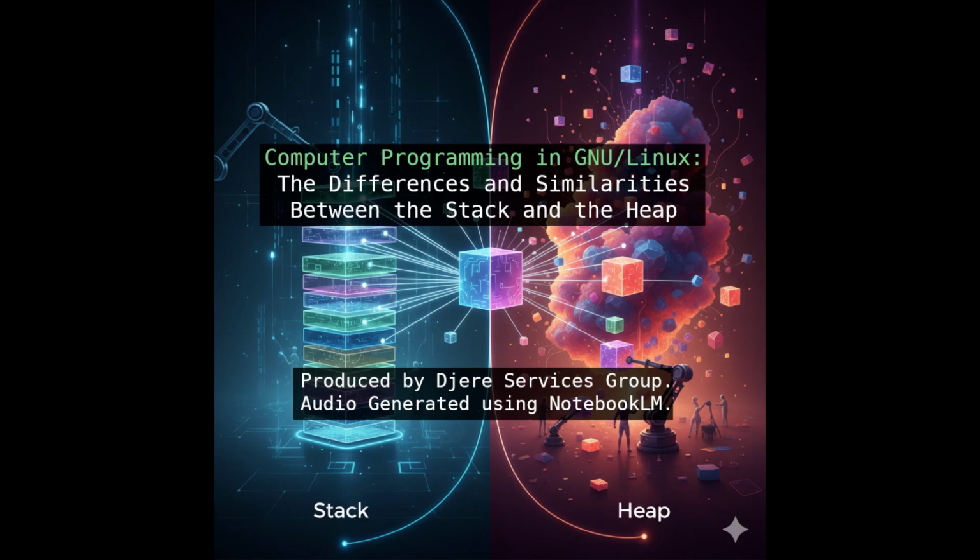Right. When data needs to live longer than a single function call, or when its size isn't known until runtime, then you reach for the heap's flexibility and large capacity. So the fast engine, the stack, needs a way to talk to the giant storage unit, the heap. What's the bridge? How do they coordinate? The bridge is the pointer. The memory address. Exactly.